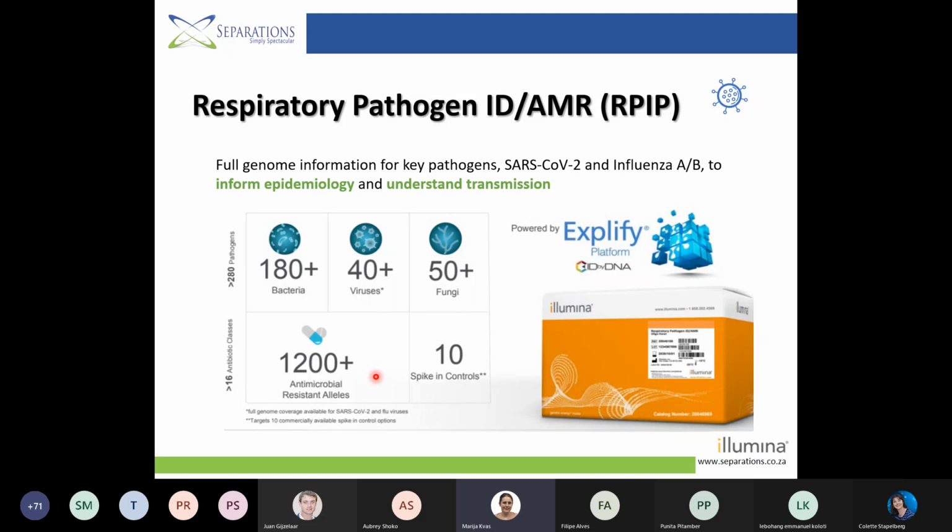But also what is very nice about this specific kit is that we are also looking into antimicrobial resistance genes out there, right? So we are looking into over 16 different antibiotic classes that we can identify, right? And we do this at the same time, right? So it's an enormous amount of targets that we are looking into at the same time, right? And this is ideal to understand co-infections, but also to understand transmission and to look at epidemiology studies.